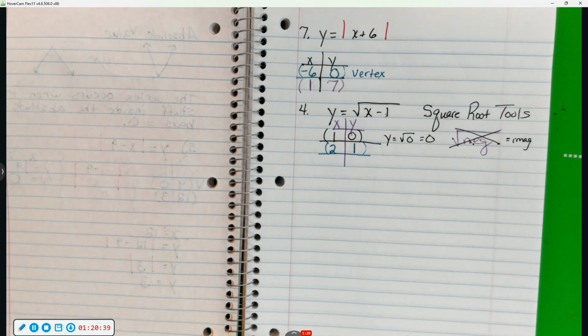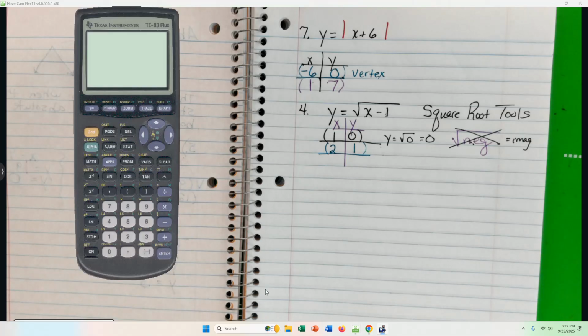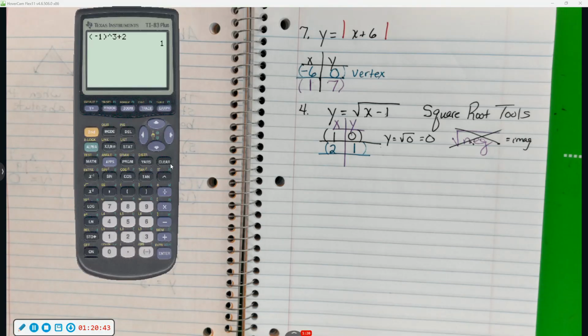Where's my calculator? Oh, clear. To get a square root, I go second, square root. The square root of 1 minus 1, that was the first one we did. The square root of 2 minus 1. 2 minus 1 is 1. The square root of 1 is 1.